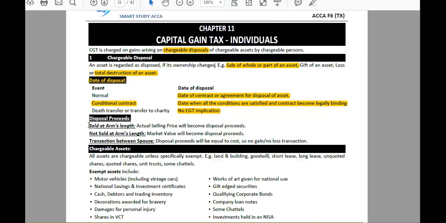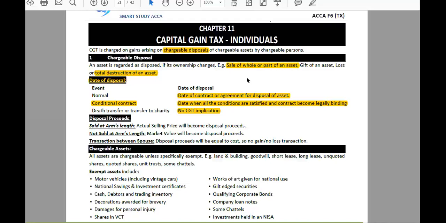The next point is disposal proceeds. Disposal proceeds means selling price. So what would be the selling price? We have discussed the different examples of transfer of an asset. So now we are going to learn what would be the selling price in different situations.